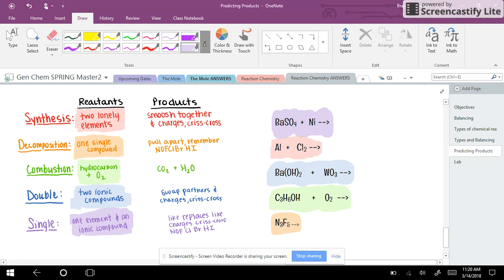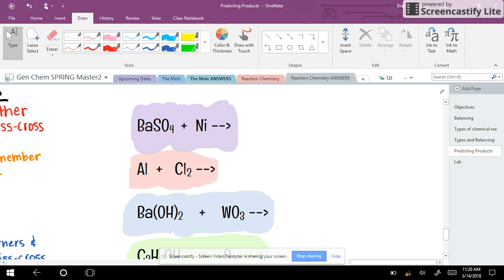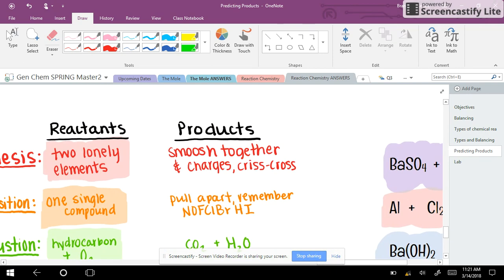So over here, the last video we already identified, so I know that my AlCl3 is going to be my synthesis, and another name for it we know is combination. So we are going to synthesize a product. We are going to combine two elements to make one single product. And the easiest way to do that without making mistakes, because the biggest mistake is carrying over subscripts that shouldn't be carried over, it says in our chart over here, you smush them together and we do charges crisscross. So I want you to take that as symbols, charges, crisscross.